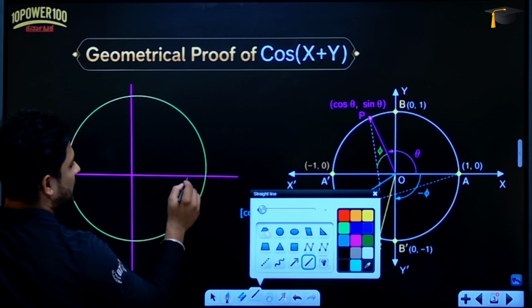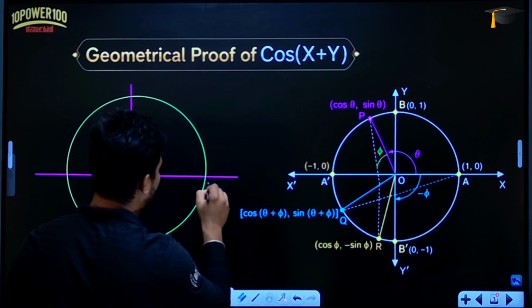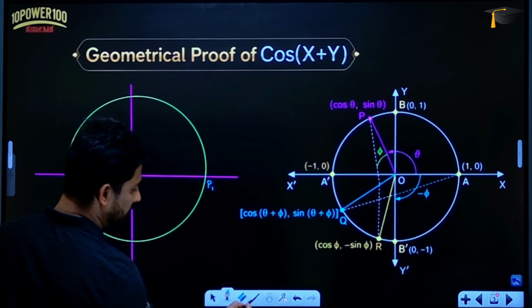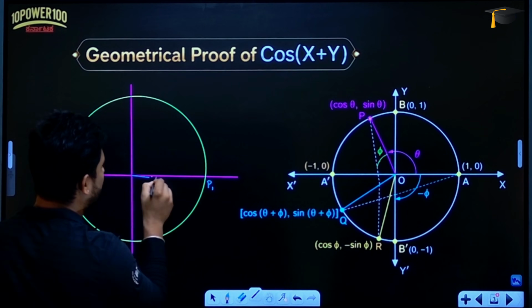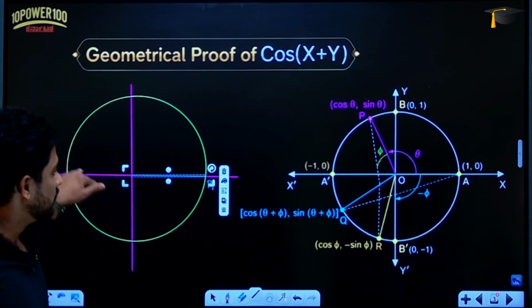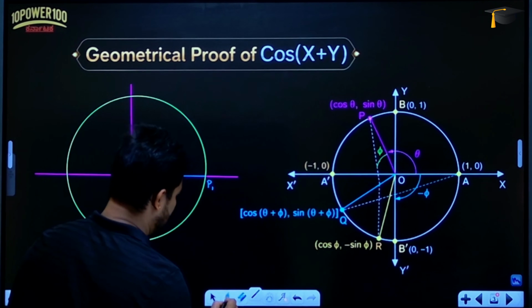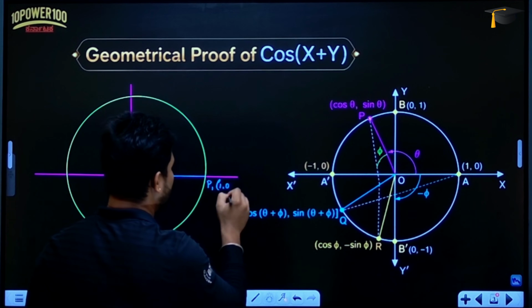So now first I'll consider point 1. I'll just consider point 1, and the point 1 length is from this point to this point. So this is our point 1. Now since it is one unit, I will consider this as (1,0).